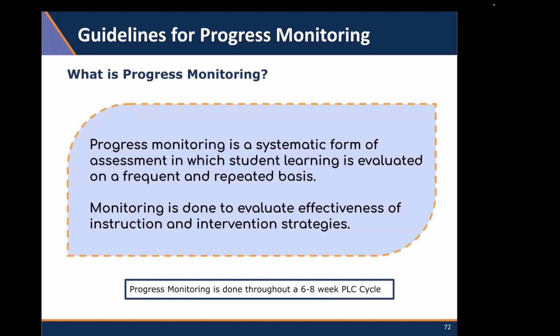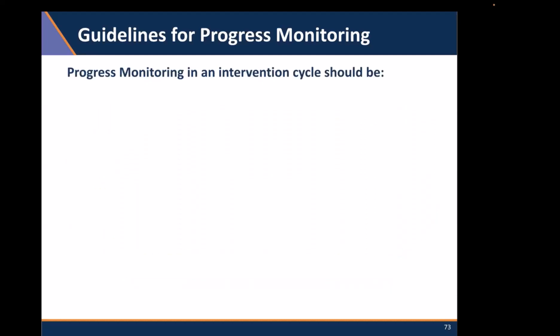Progress monitoring is done throughout the 6 to 8 week PLC cycle. So when we're in our cycles, we want to make sure that we are progress monitoring not only with our classroom instruction, but also these interventions that we're giving our students for our goals. How are they doing with it?